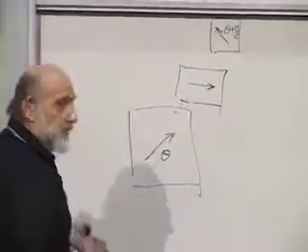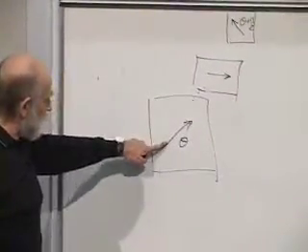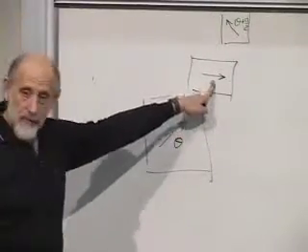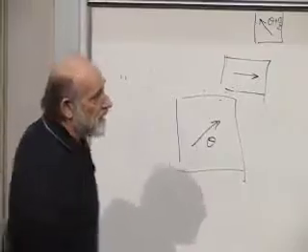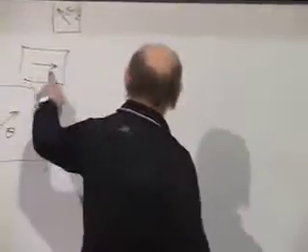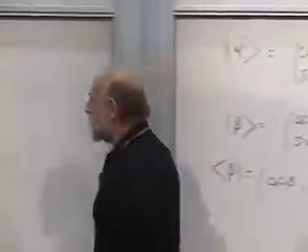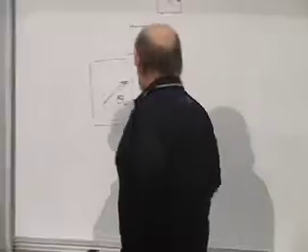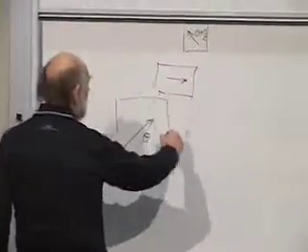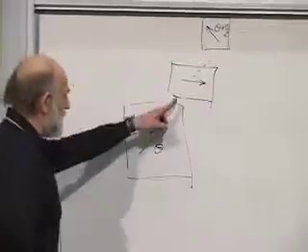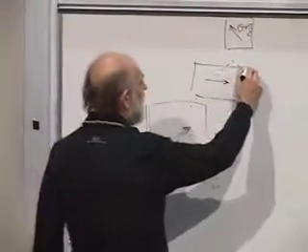Let's work it out. I haven't worked it out. The first question is, what's the probability that it gets through the horizontal polarizer? I think we have a formula for the horizontal polarizer that corresponds to beta equals 0, and the answer was just cosine squared theta. There's a probability cosine squared theta that the photon makes it through the first polarizer.